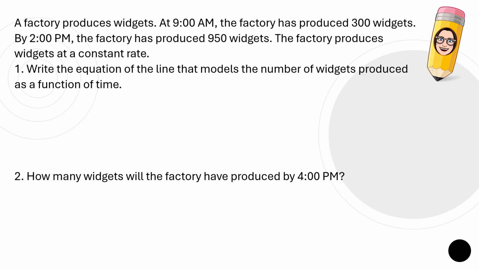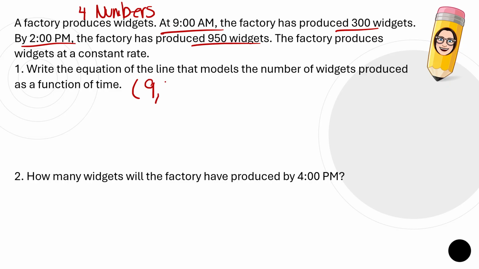Let's take a look at another one. A factory produces widgets. At 9 a.m., we've got 300. At 2 p.m., 950. Let's stop for a second. How many numbers did I just read? 1, 2, 3, 4 numbers. If it's 4 numbers, that can be written as 2 points. So let's talk about those 2 points.